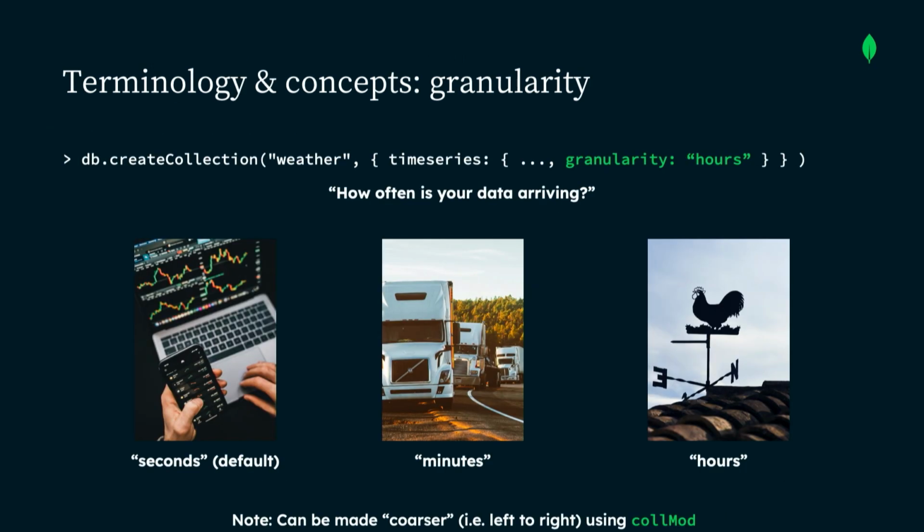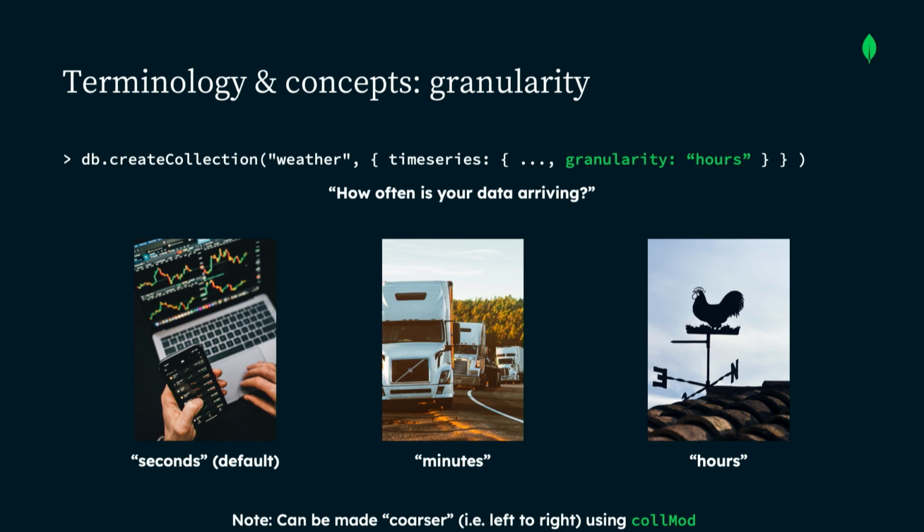Granularity is another option. Depending on your use case, your data might come in faster or slower intervals of time. So let's say if you're working with stock tickers, data is arriving every second. If you're working with cargo fleets, the trucks might be arriving in minutes, every minute. If you're working with weather data, it might be hours. So you can set that when you create the collection, and that basically makes it more efficient.